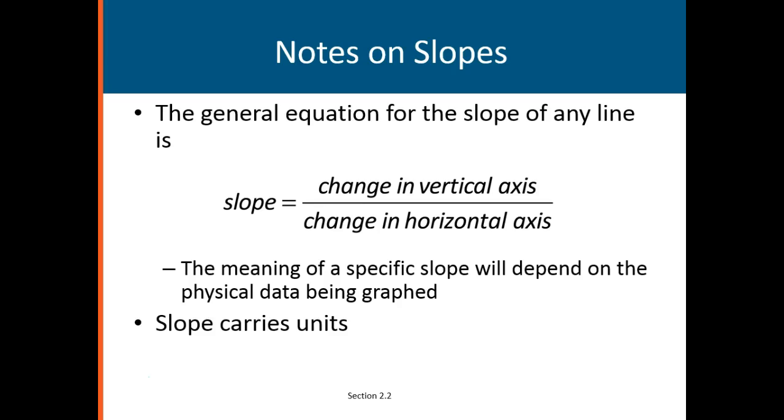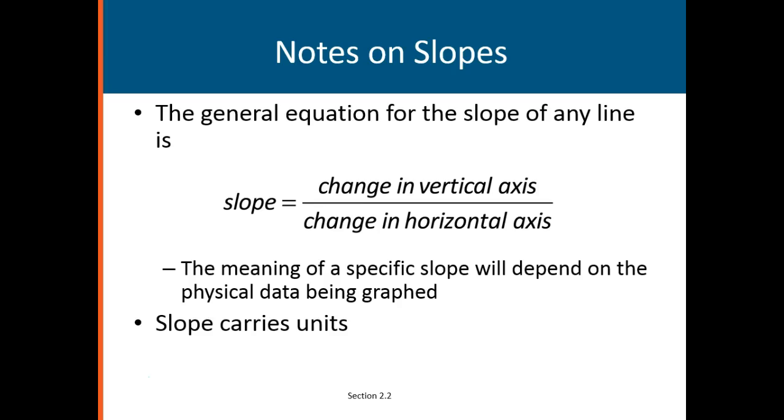The meaning of a specific slope will depend on the physical data being graphed. What are you graphing? What are you putting on the vertical scale? What are you putting on the horizontal scale? Depending on what you're putting there, if it has units, then your ratio will be in the units of the ratio of the units you have. Slope often carries units.